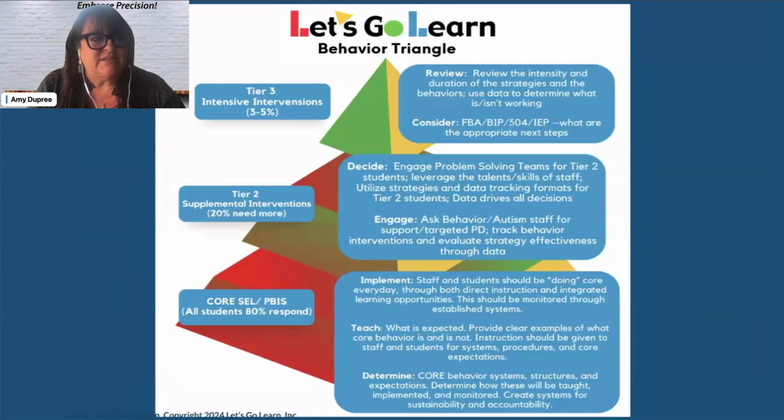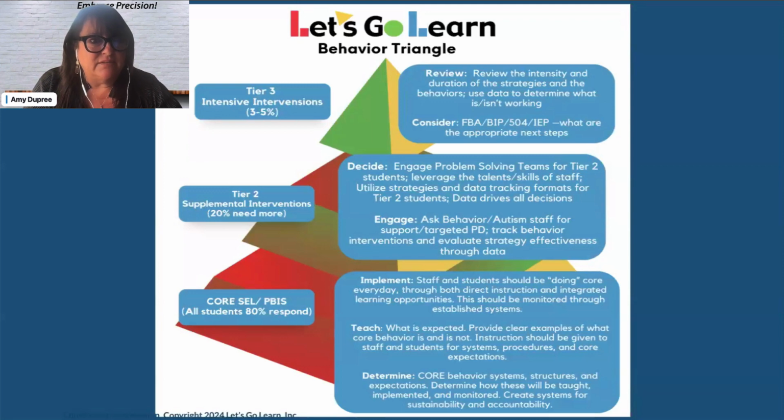One of the things we discussed yesterday was our behavior framework. And just as a quick review, each section of the behavior triangle has those actionable verbs: determine, teach, implement, engage, decide, consider, and review. And we share this triangle because it breaks down each component into action steps for implementation. And if you have those action steps working in concert, they're going to create systems that mirror that of the academic side of the triangle.